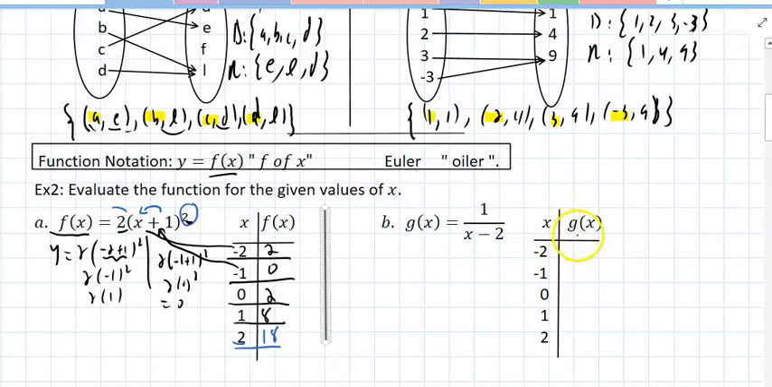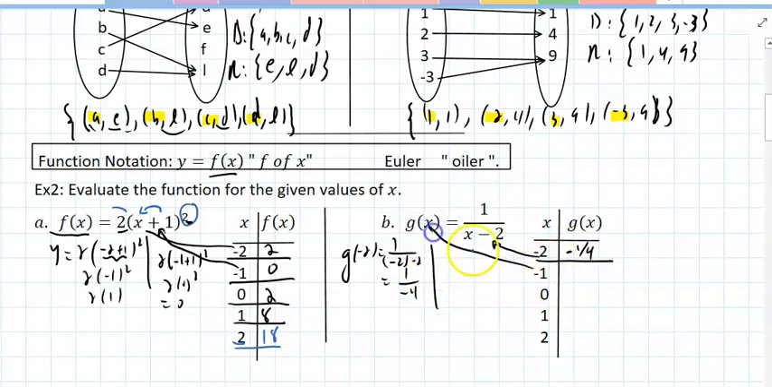If I look at B, if I throw a negative 2 in there, when x equals negative 2, I'll get 1 over negative 2 minus 2. Isn't that negative 1/4? 1 over negative 4? What if I was to put a negative 1 in there? So g of negative 1, or y, if you want to call it, 1 over negative 1 minus 2, that is negative 1/3.